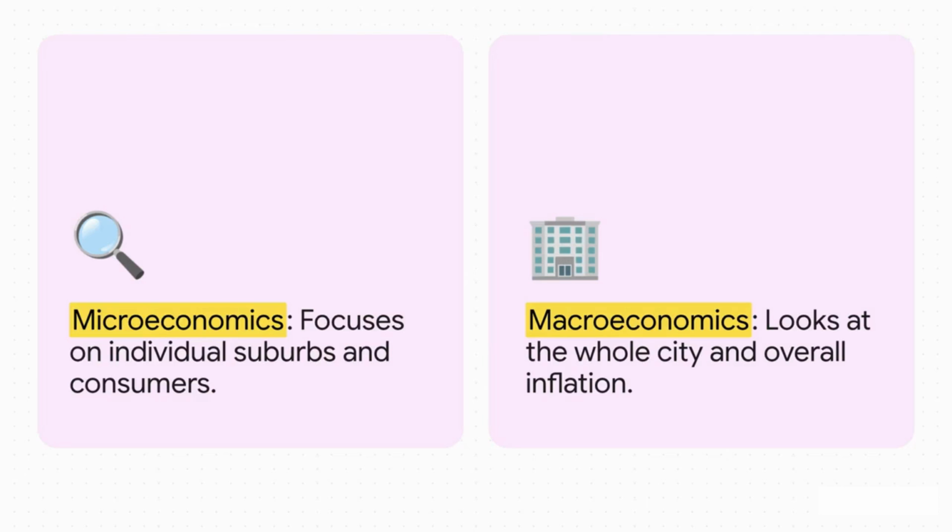In economics, we divide our study in the exact same way to make sense of the whole shebang. So microeconomics, that's basically our magnifying glass. It focuses on the individual suburbs of the economy, looking closely at how single consumers, individual households, and specific businesses make their decisions. On the flip side, you've got macroeconomics, which zooms way out to view the city as a whole. It deals with big picture stuff: government involvement, inflation, international trade, and overall unemployment.